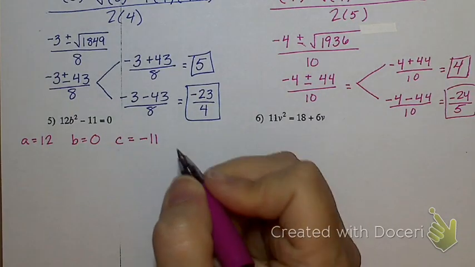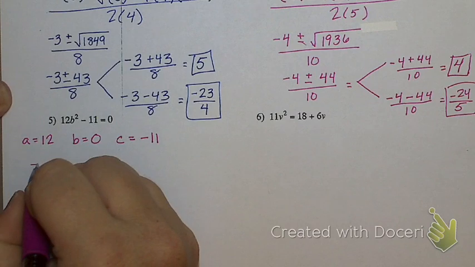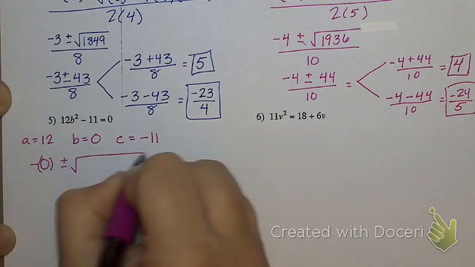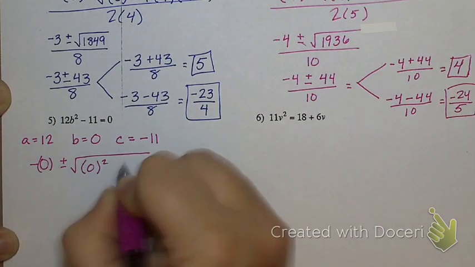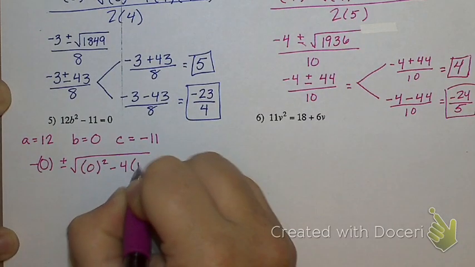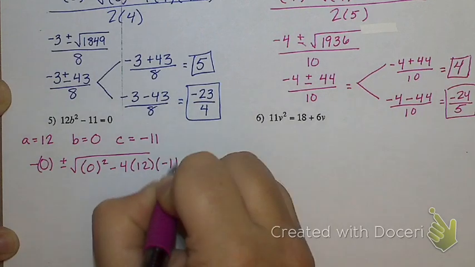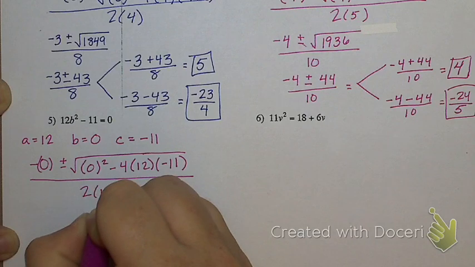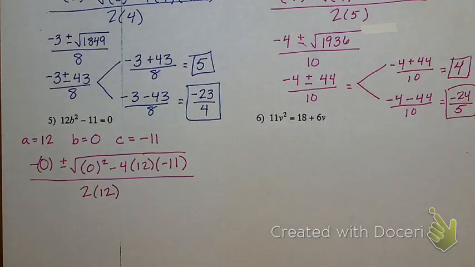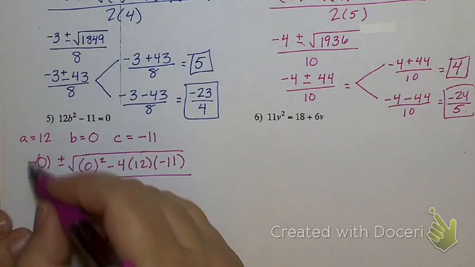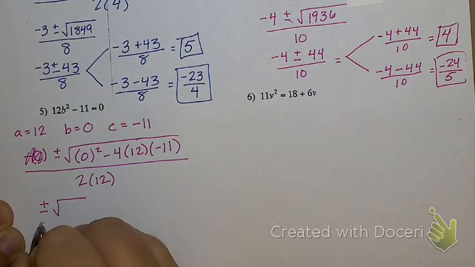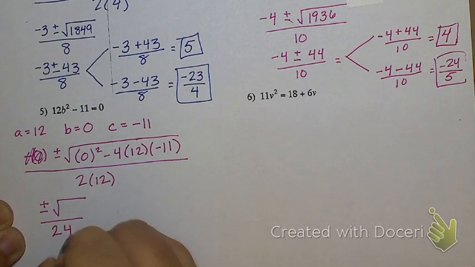All right. I like when B is 0 because negative b plus or minus the square root of b squared minus 4ac, all over 2a. What happens to the 0? It disappears. It cancels out, right? So I have plus or minus the square root of something over 24.